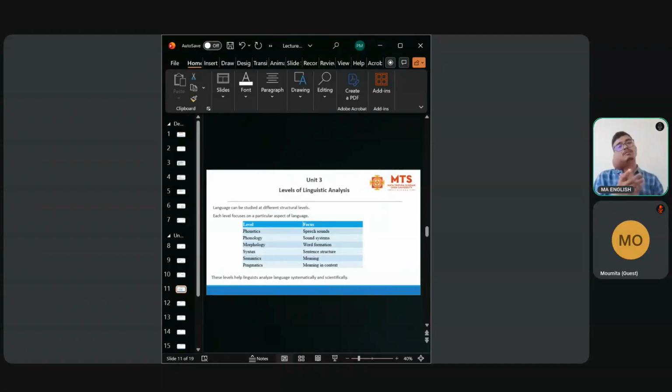So syntax explains why one arrangement is acceptable and another is not, right? The proper arrangement of words is important in any sentence structure. So syntax looks into that matter.